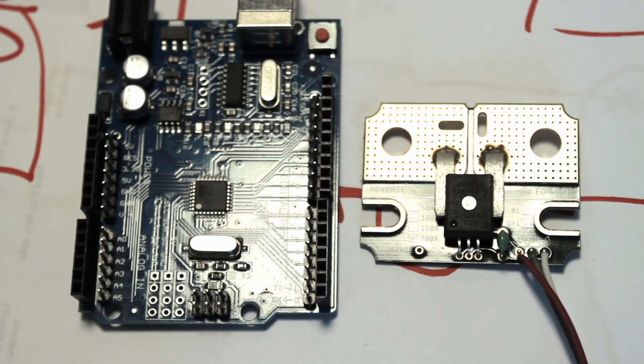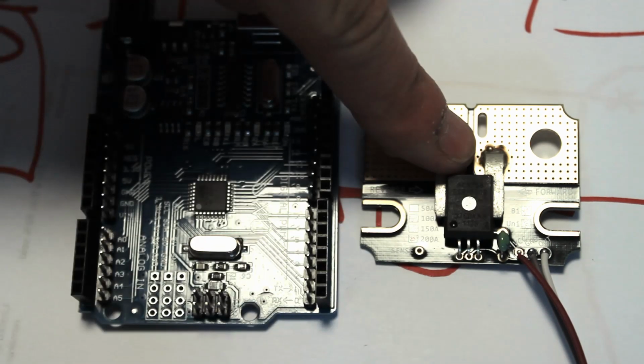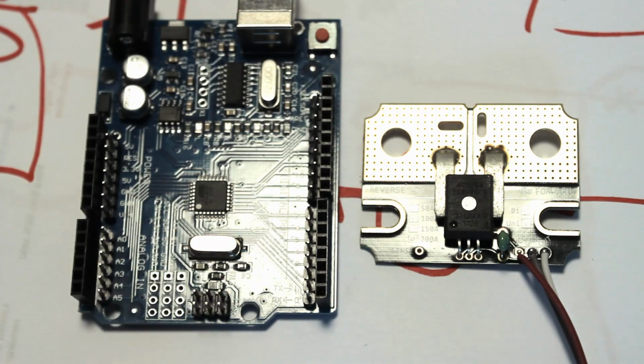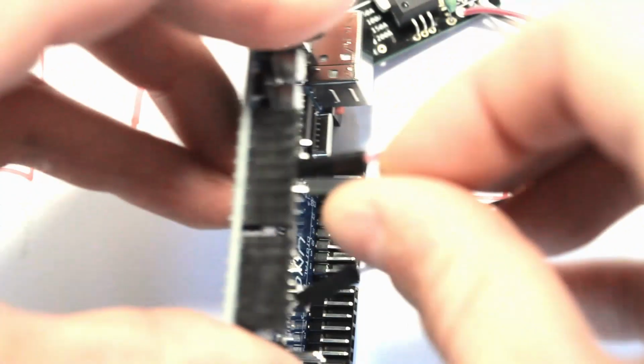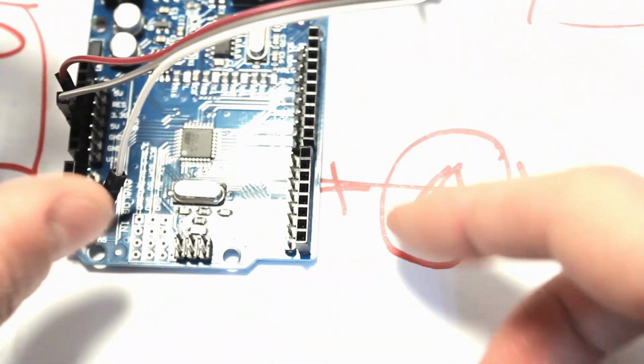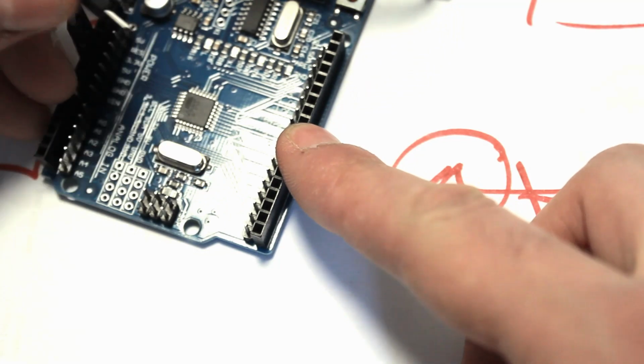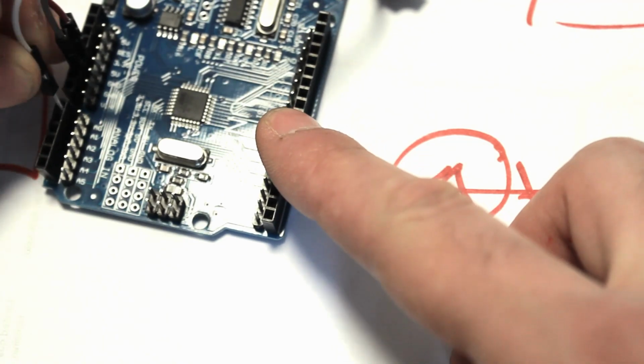So setup's relatively simple, just solder the three wires to the sensor board. We've got VCC going to go to 3.3 or 5 volts. We've got ground to ground, and out is going to go to one of the analog pins on the Arduino. Analog zero. So that's the hookup to the chip.